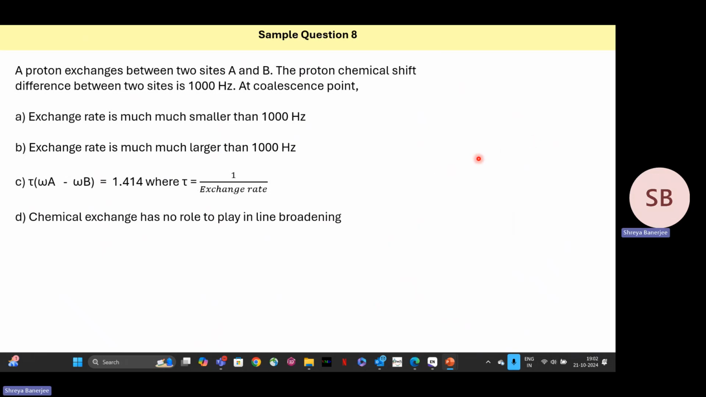Now we have a question saying a proton exchanges between two sites A and B. The proton chemical shift difference between the two sites is 1000 Hertz. What happens at the coalescence point?